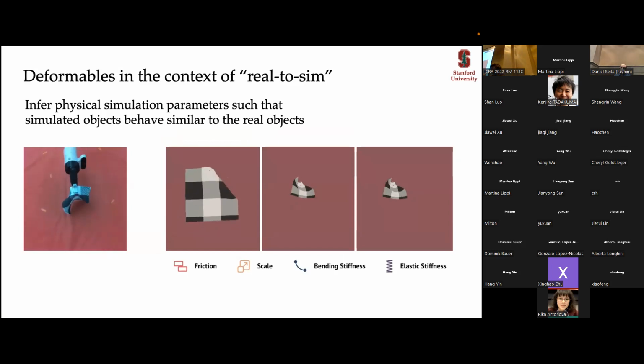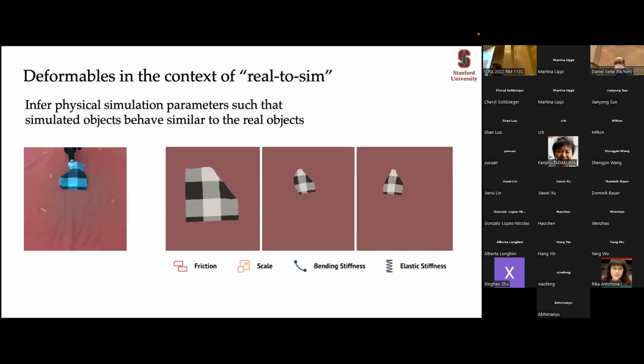Of course we can change something about the friction and scale, but here in this work we would look at changing bending stiffness and elastic stiffness. Ultimately you can change any parameters that you have available in your simulator. And I would note here that even a small change to some of these parameters drastically changes the shape of the end state of the object.